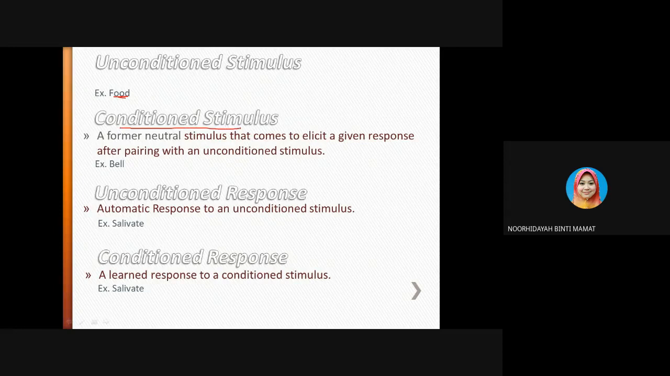The conditioned stimulus is the former neutral stimulus that comes to elicit a given response after pairing with an unconditioned stimulus. So for example, in this experiment it is the bell. The unconditioned response is the automatic response to an unconditioned stimulus, which is salivation. The conditioned response is a learned response to a conditioned stimulus, also the salivation of the dog.